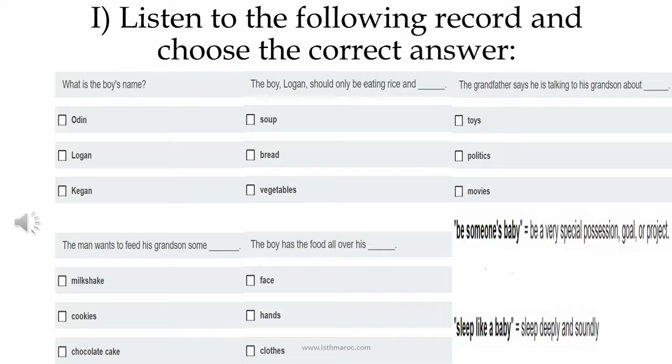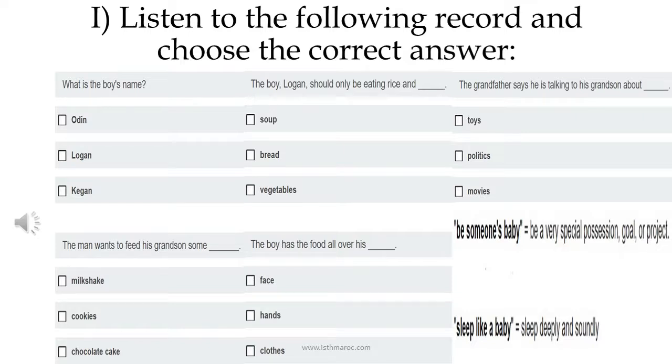Okay, so of course, from 1 to 5, you're going to choose the correct answer for each question. Below on the right side, I have selected some expressions that you might use when you speak with other people.